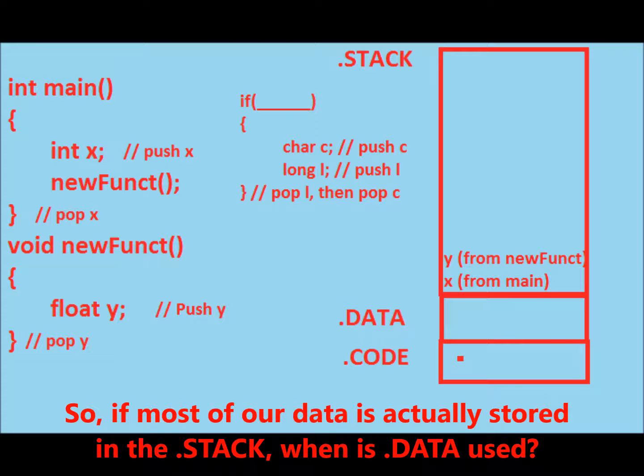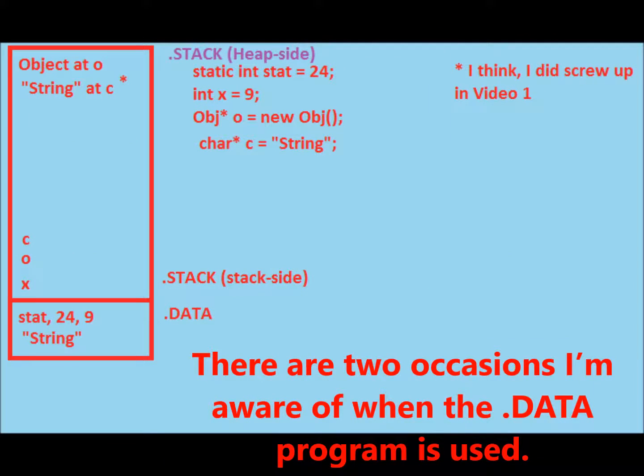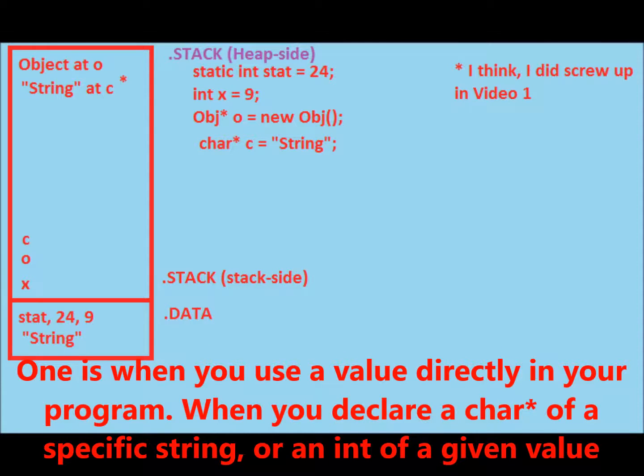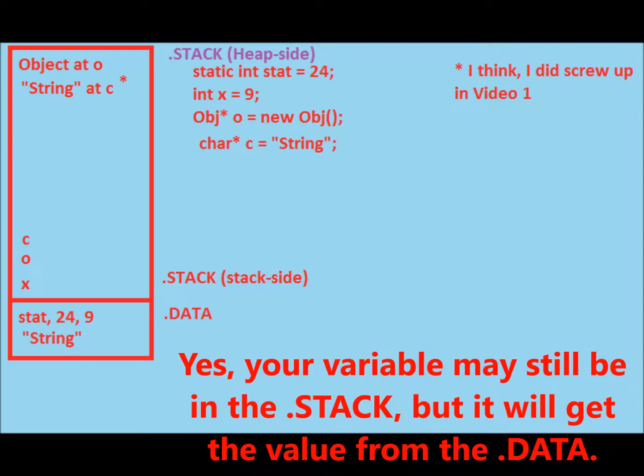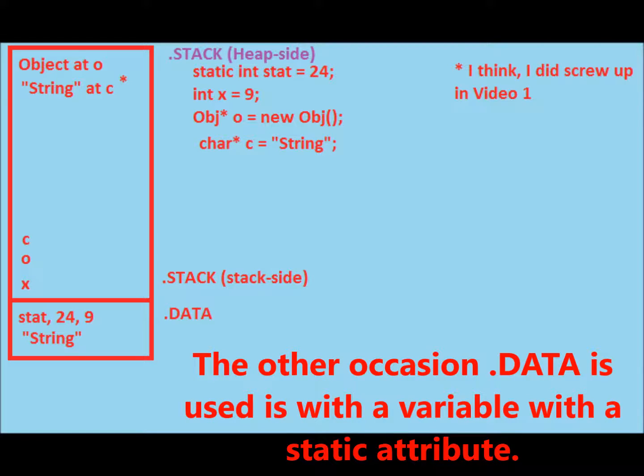So, if most of our data is actually stored in the stack, when is data used? There are two occasions I'm aware of when the data section of the program is used. One is when you use a value directly in your program, when you declare a character pointer of a specific string, or an int of a given value. That string value is baked into your program and thus found in data. Yes, your variable may still be in the stack, but it will get the value from the data. The other occasion data is used is with a variable with a static attribute.